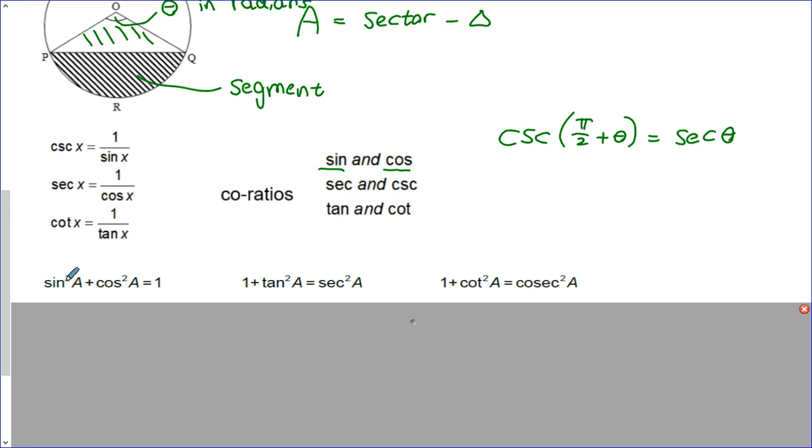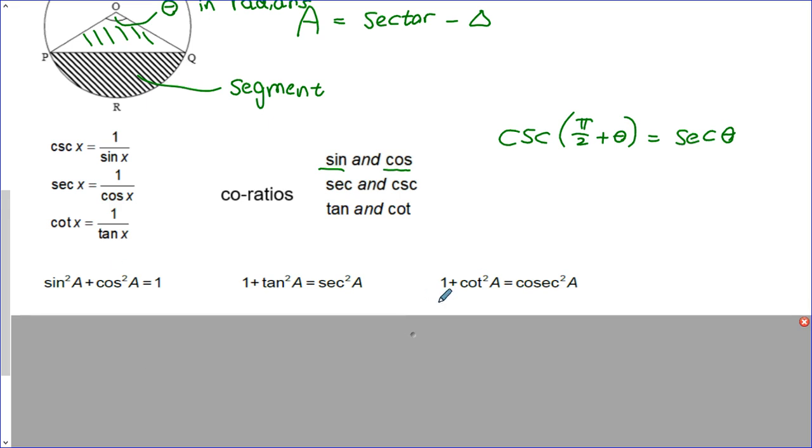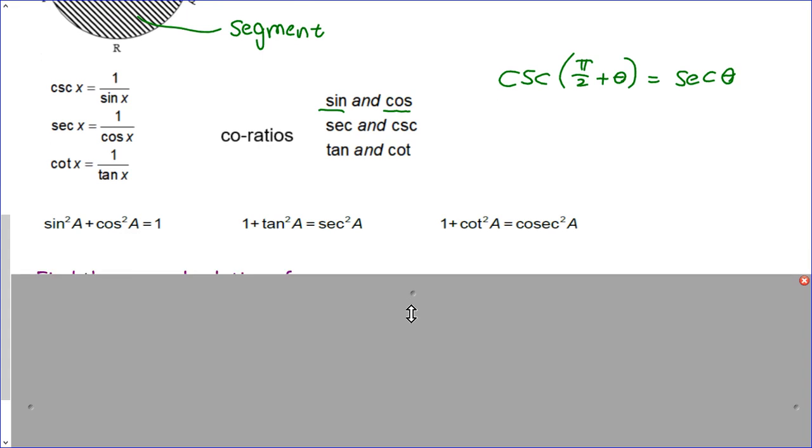This one over here is generated by dividing by cos squared. Cos squared over cos squared is 1. Sine squared over cos squared is tan squared, and 1 over cos squared is sec squared. This one comes from dividing each term by sine squared. Okay, and you could need to use those in solving other identities.